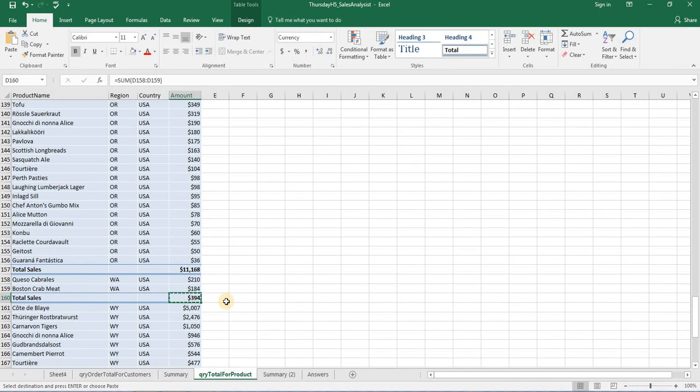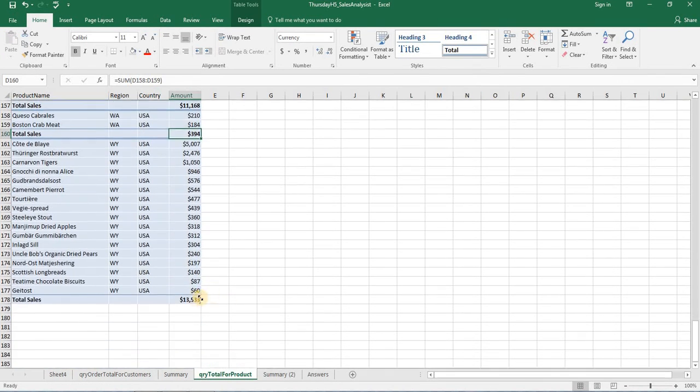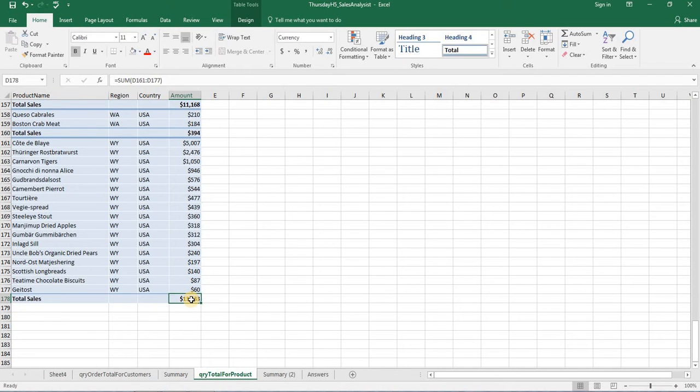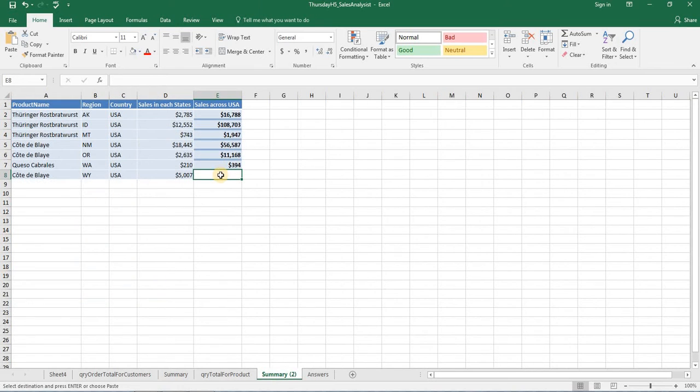Alright, so we should have one last one based on this. Yeah, everything seems to work fine. Okay, we're just going to do the same thing. And I mean, look at this. This is so wonderful. So we can tell what's going on. Sales in each state, this is what's going on. Sales across the US, this is what's going on.